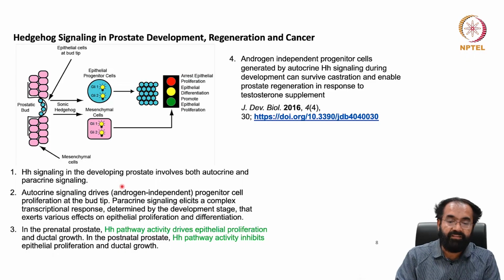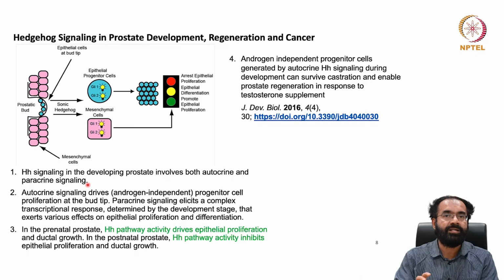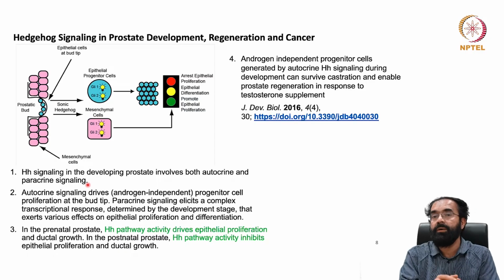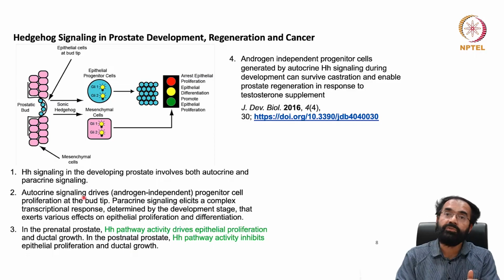Hedgehog signaling in the developing prostate involves both autocrine and paracrine signaling. Autocrine means the cell is releasing hedgehog signaling and acting on that cell itself. That means you are cooking food for yourself. Paracrine signaling is like your mother cooking food. She doesn't make food just for you. Mother makes food for herself and also for the family members. This is paracrine signaling. And hedgehog can do both.